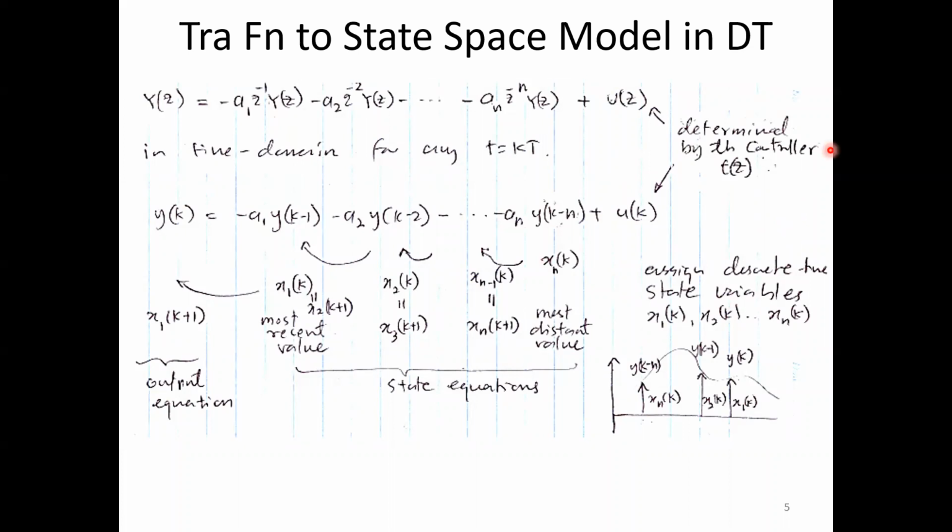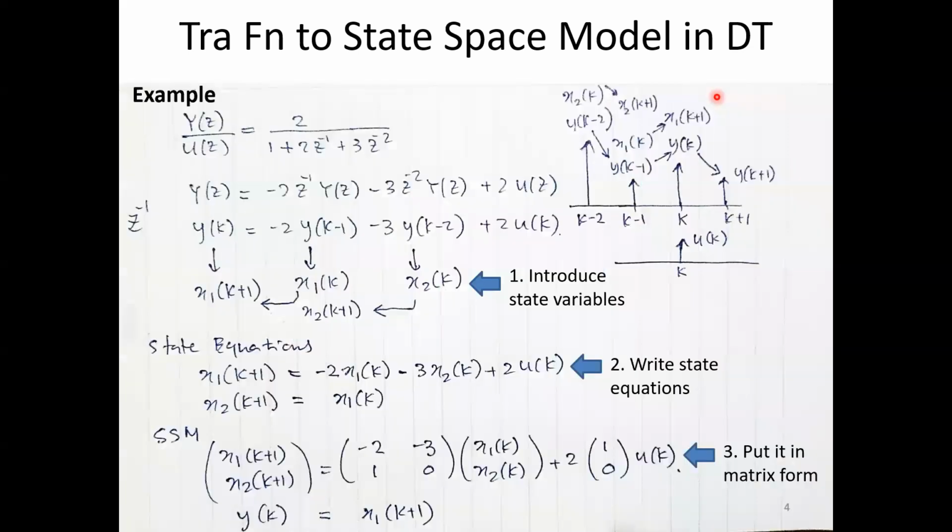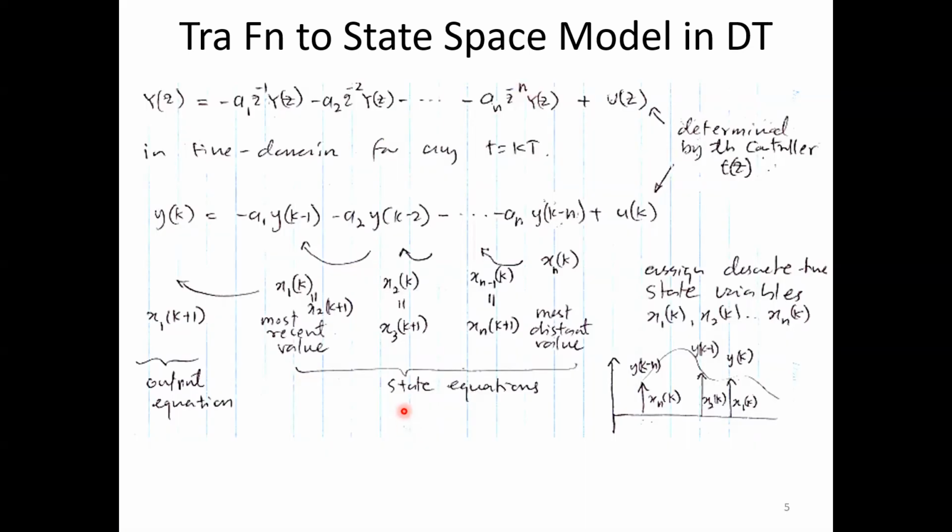I think I can skip this one because I've already explained it. Only difference here and the one before that is that this goes up to minus n. So this is the nth order one, whereas the previous one is second order, right? I started with this simple second order thing so that you can understand the process quite easily. But you need to actually be able to understand this for an nth order plant, something like this.